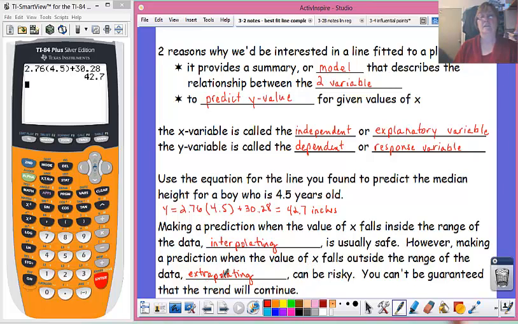If you do that, folks, say if we were going to use our line to predict the height of somebody who's, say, how about 25 years old? Okay, do we have any guarantee that we're going to continue to grow at a continuous rate of 2.76 inches per year? Probably not. Making predictions when the value of x is outside the range of the data can be a little iffy. You certainly can do it, but you can't guarantee the accurateness of those predictions if you go outside of the given range of data.